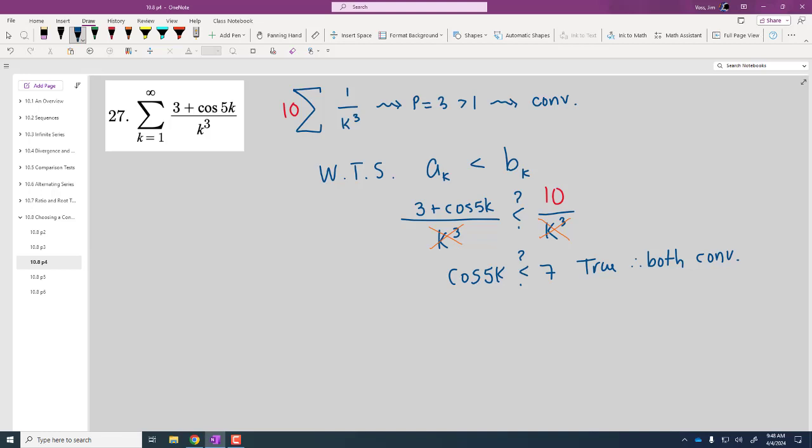Now, if you didn't see that right away, if you didn't see this clever manipulation with the 10, we could just go with the limit comparison test. Let's see if it works out easily or not. The limit comparison test says to take the limit of a sub k over b sub k. If you can't get the inequality to work how you want it to, go with a limit. The limit washes out some of the little inconsistencies with the inequality constants.